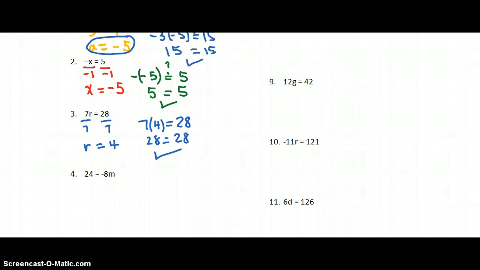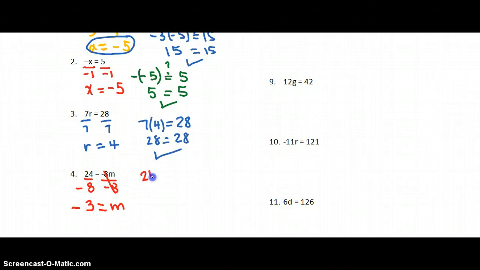Now we're ready to do number 4. Up, the m jumped over to the other side. It's okay. We still need to undo multiplication here, so we're still dividing both sides by -8. That cancels and gives us 1m. And a positive divided by negative, that's going to give me a negative answer. 24 divided by 8 is going to be 3.